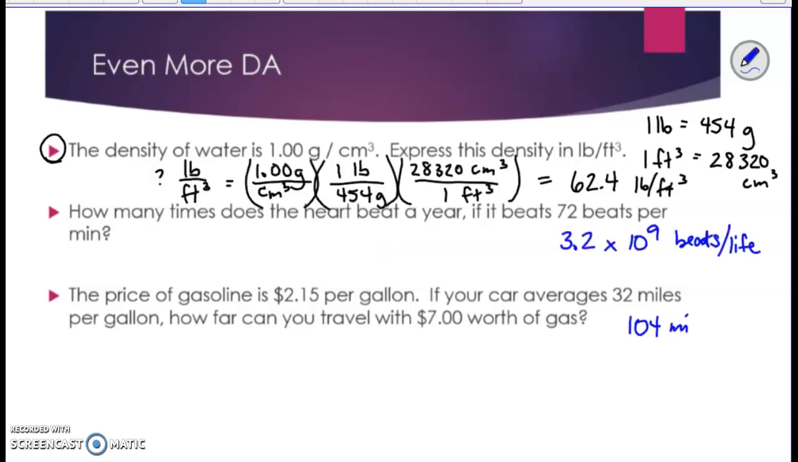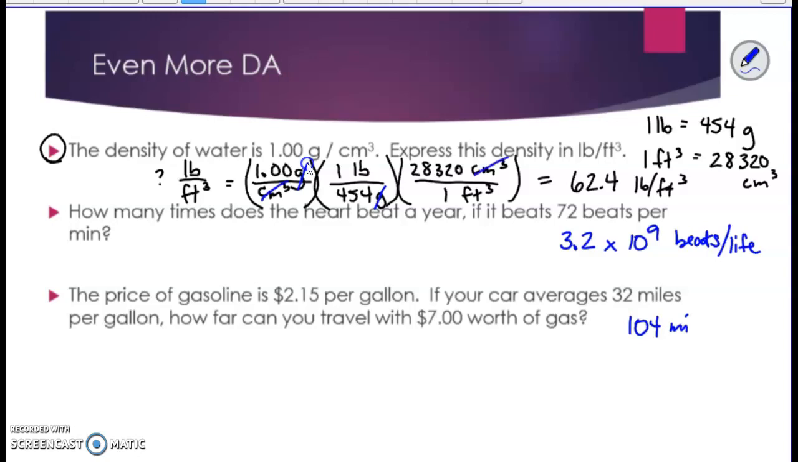Please check your work. You'll notice that I put 1 gram over the centimeters cubed for my given. Then I had to diagonally drop grams because I need it to go away. Since it was on the top, it went to the bottom, so I can cross off the unit. Then for cubic centimeters, it needed to go on top because it was already on the bottom.